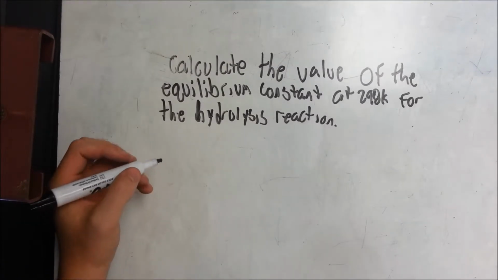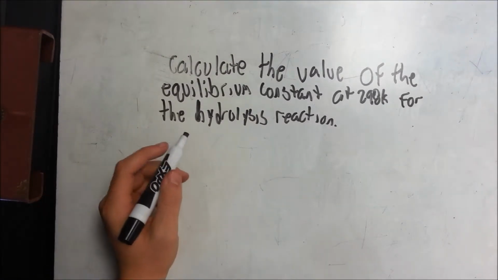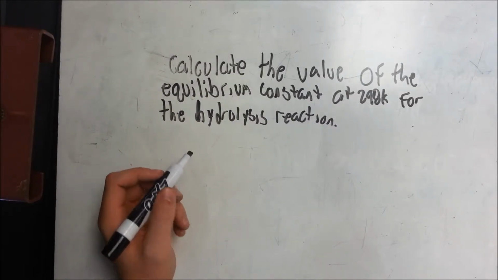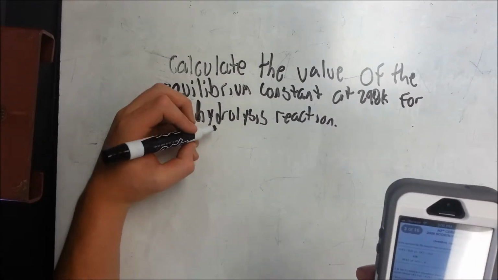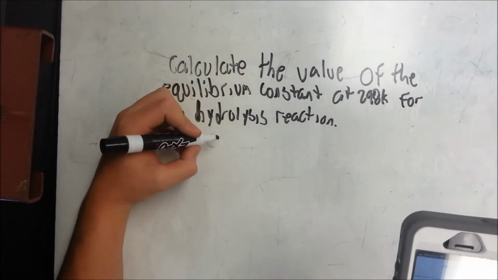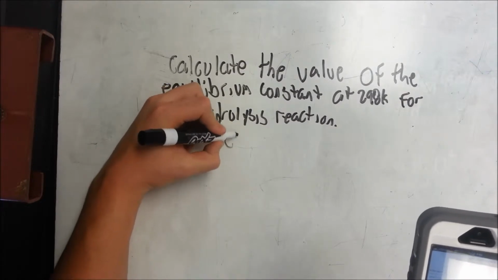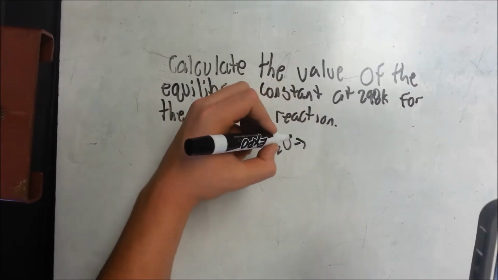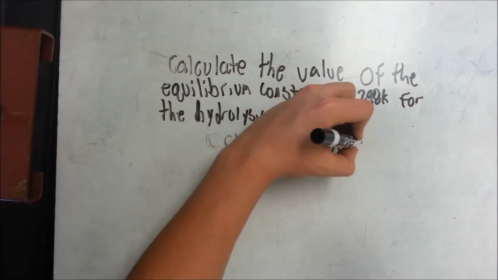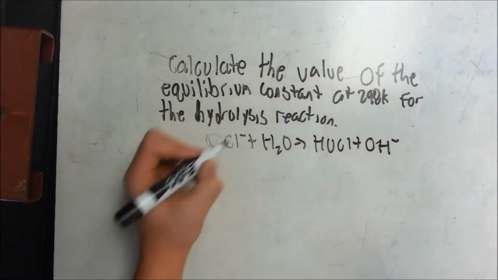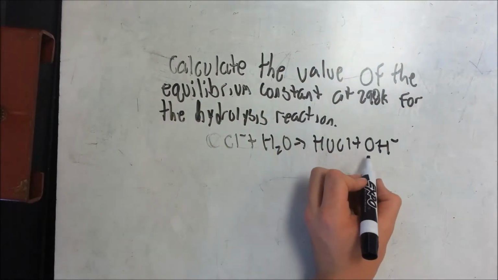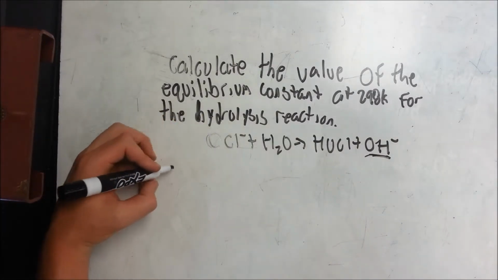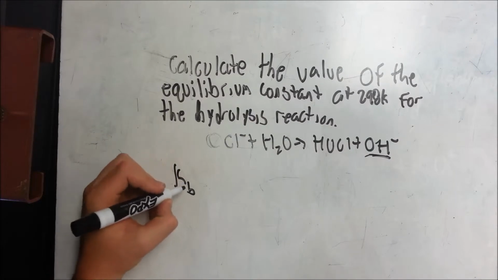Okay, so in part C2, we are going to calculate the value of the equilibrium constant at 298 Kelvin for the hydrolysis reaction. What we're going to do real quick is draw the hydrolysis reaction, which is OCl minus plus H2O, and it gives HOCl plus hydroxide. Now since it gives hydroxide, our equilibrium constant is going to be Kb. B for base.